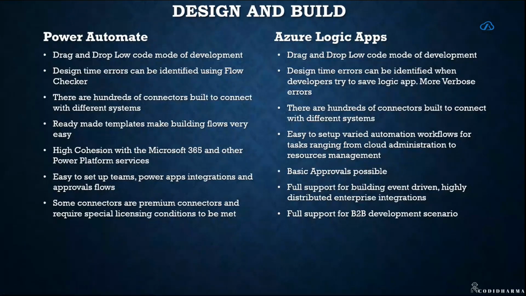So let's now quickly check on design and build. Right? So in case of your Power Automate, you have this drag and drop, low-code mode of development wherein you basically select the action, configure certain properties on it, and your flow is good. Then in case of Power Automate, your design time errors are identified using the flow checker, which basically means that if you are doing something wrong in the flow and there is, so to speak, a compile time error, that error is identified by the flow checker, which sits on the right hand side of the flow window.